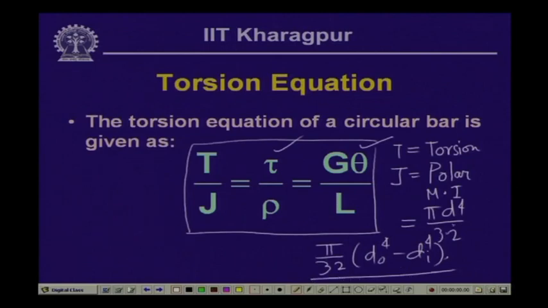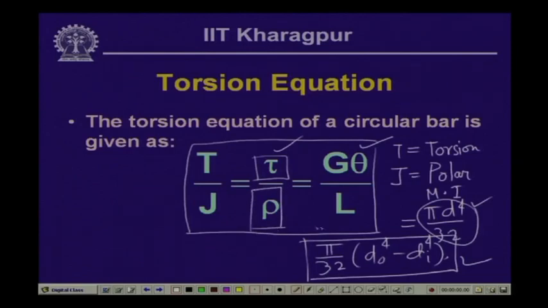So, for solid section this is the polar moment of inertia, and for tubular section this is the polar moment of inertia. Tau is the shear stress, rho is the radius at the point where we are trying to define the shear stress, G is called the shear modulus, and theta is the rotation of the bar, and L is the length.